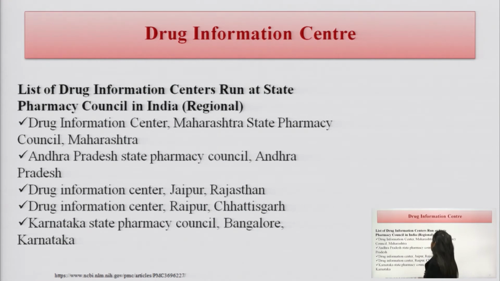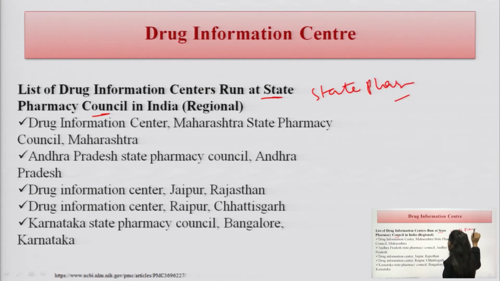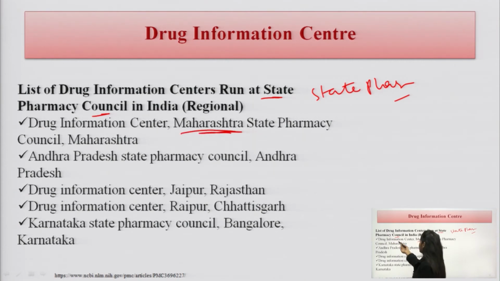Similarly, there are some other drug information centers. They are run at the State Pharmacy Council. If I talk about the State Pharmacy Council, what are these centers? Let's see. First is in Maharashtra, a drug information center of the Maharashtra State Pharmacy Council. Another is in Andhra Pradesh. Third is in Jaipur, Rajasthan. Fourth is in Raipur, Chhattisgarh, and another is the Karnataka Pharmacy Council, Bangalore. There are other DIC centers in these states, but these are a few examples I have mentioned in this slide.